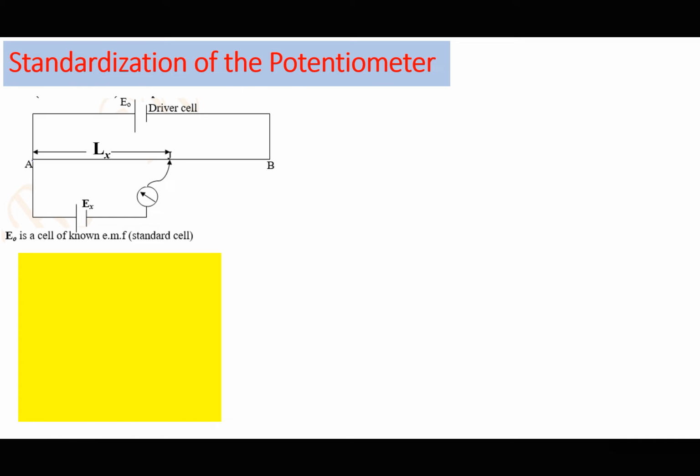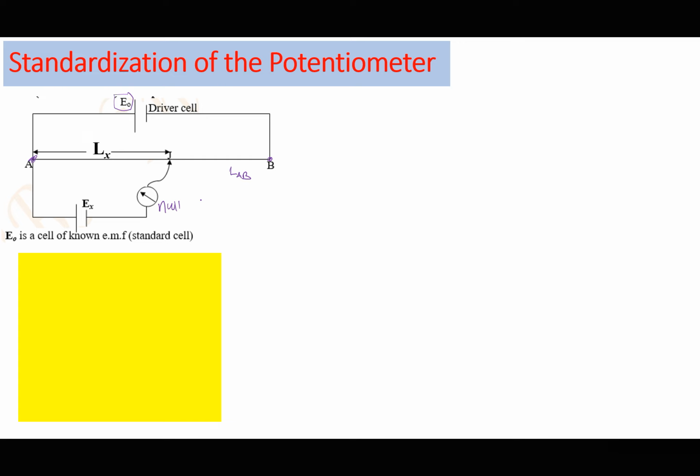So here we have a uniform wire labeled AB, whose length is, let's say, LAB. So the length of the wire is going to be LAB. And we have connected it across a driver cell whose EMF is E0, the driver cell. So the only thing we need to add here is a voltmeter, because we are going to employ what I call the null method of taking a measurement. So a potentiometer is going to use what we call the null method of taking a measurement.